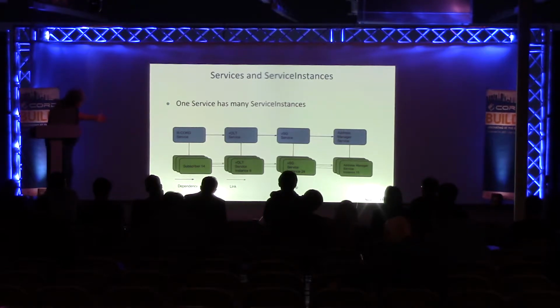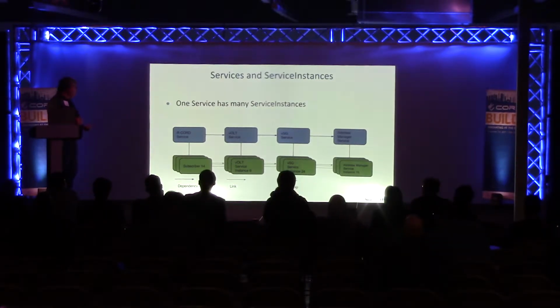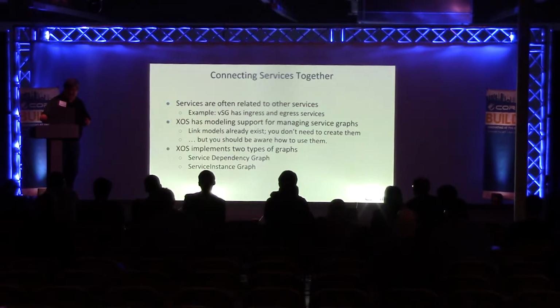It may not be easy to see the colors, but the vertical lines are red, and those represent ownership. So each service instance is always owned by a service. And then we have various graphs going horizontally. There's a dependency graph and a link graph. And I'm going to discuss those graphs, I think, on the next page.